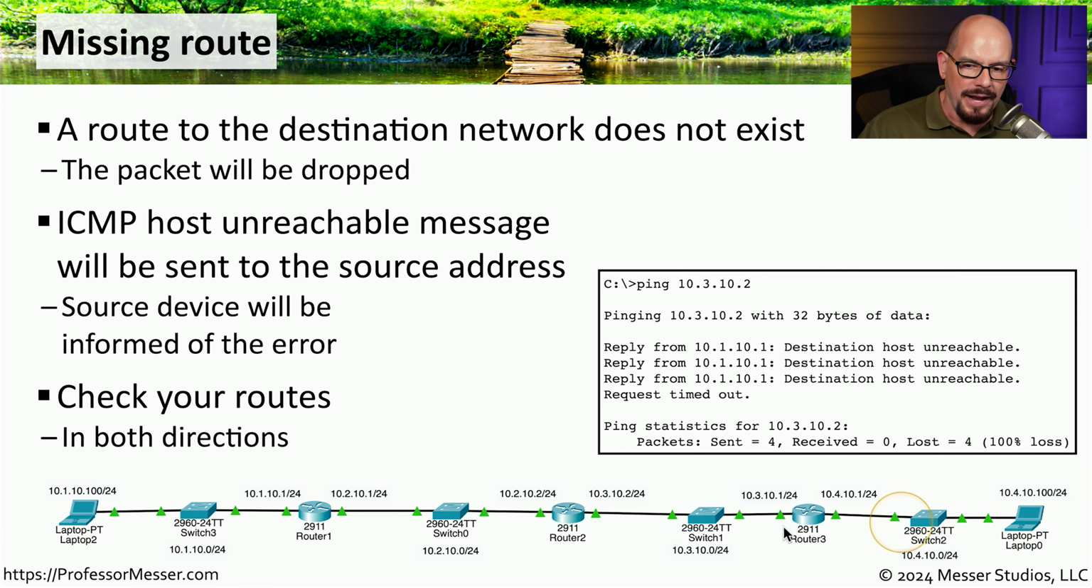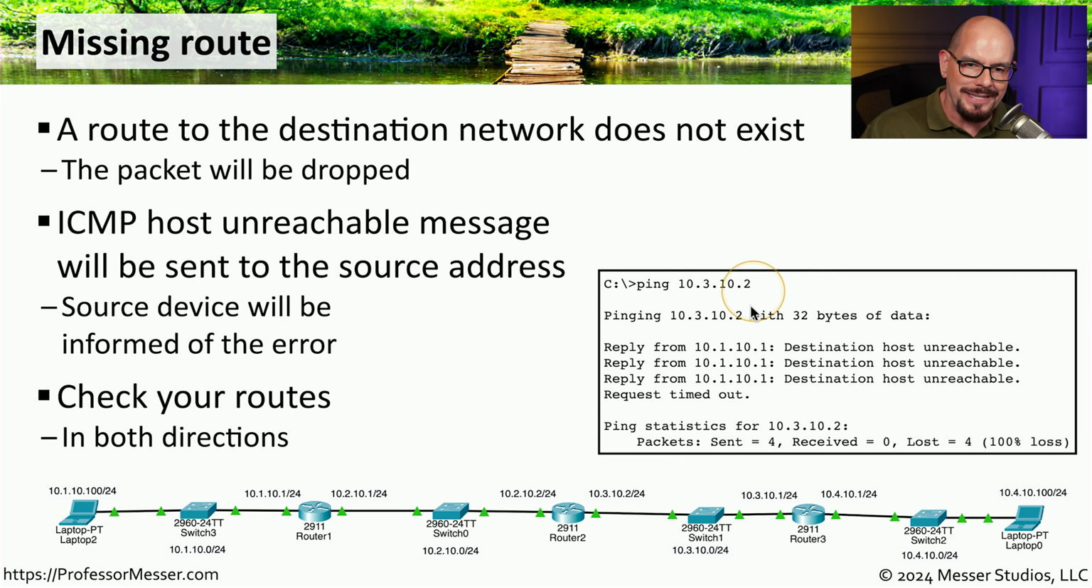So the network we have here has a laptop on one side of the network and a laptop on the other side of the network. And separating those two networks are three separate routers. Between each router, of course, is a switch that allows us to connect those together. So we would need to check the routing table in router 1 and make sure that it had a route for the destination network we were trying to reach. So you might want to check the router 1 routing table and make sure that it had a route to the network that the laptop is connected to, which in this case is 10.4.10.0/24. So in this example, we're trying to ping 10.3.10.2 from our laptop on this side of the network.